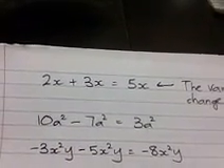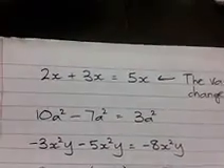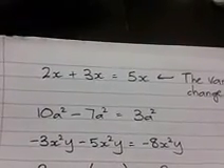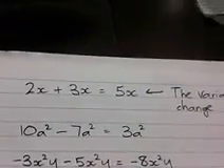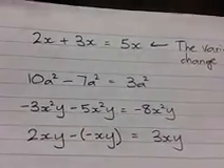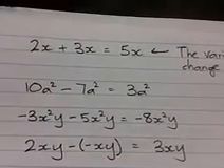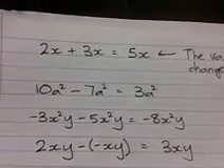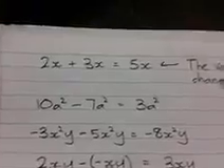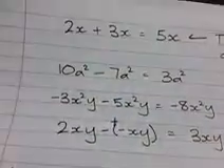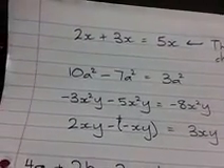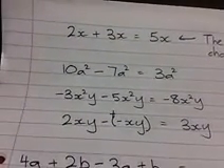Negative 3x squared y minus 5x squared y. x squared y, x squared y, they can be subtracted. Negative 3 minus 5, giving you negative 8x squared y. And then you have 2xy minus negative xy. When two negatives come together, they create a positive. So you're doing 2xy plus another xy, which gives you 3xy.